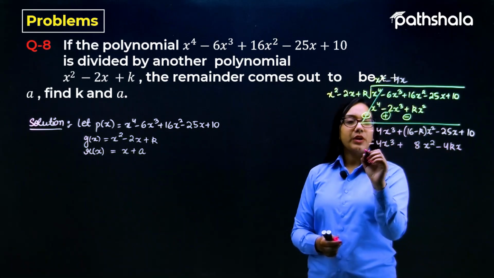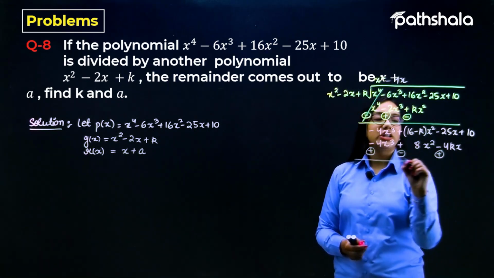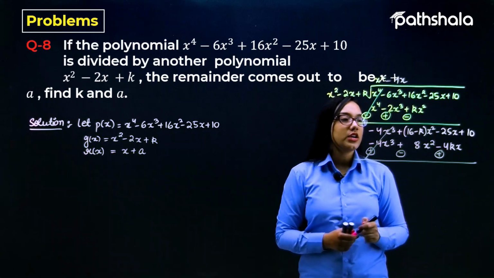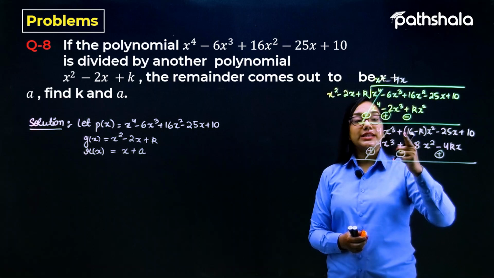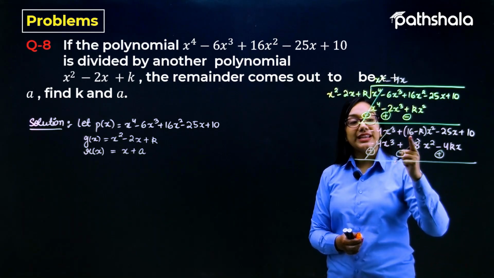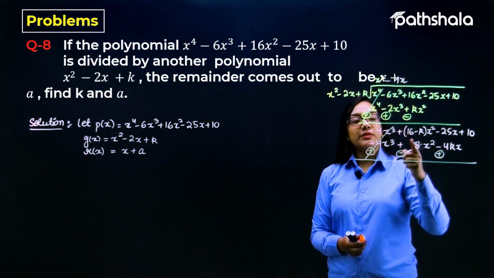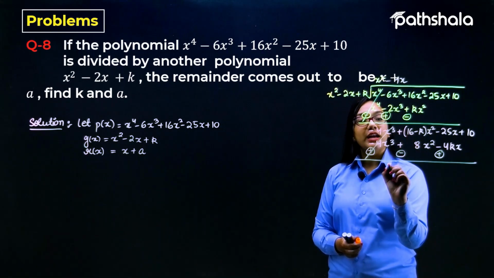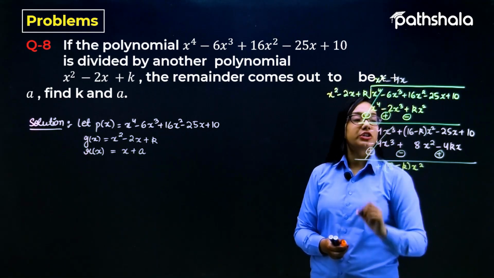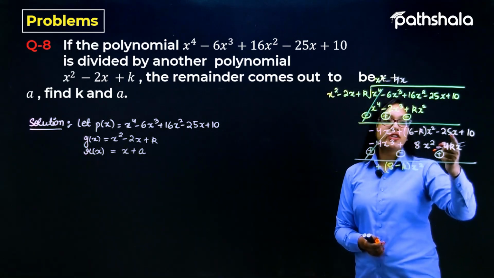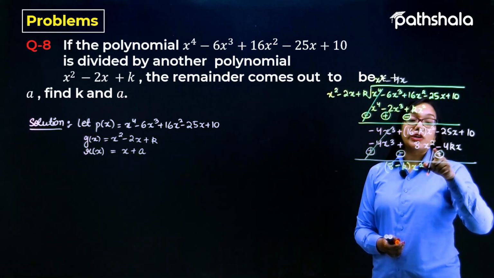So again, it is positive, negative, positive, so both of these terms get cancelled with each other. At the end, we are getting 16 minus k minus 8. 16 minus 8 is 8, so we are getting 8 minus k x square, being a positive term. Again, we have minus 25x, and minus minus is plus, so it is plus 4k.